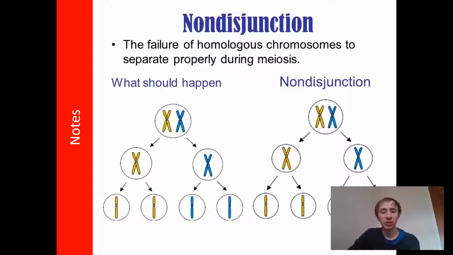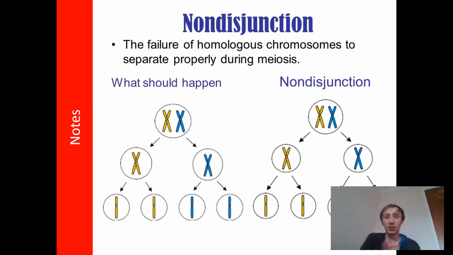In a non-disjunction event, we're looking at something going wrong in meiosis 2. So what happens is that whilst the centromere is pulled apart, both chromatids get pulled to the same side of the cell. And so you end up with one of these cells being created which has twice as much DNA on one chromosome as it should, and one cell being created which has none of one of the chromosomes at all. And this can cause all kinds of issues.